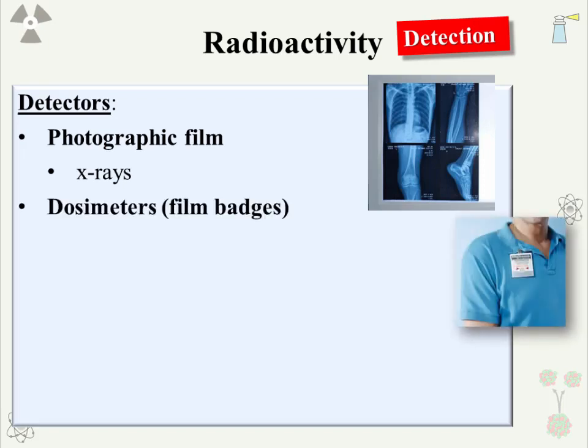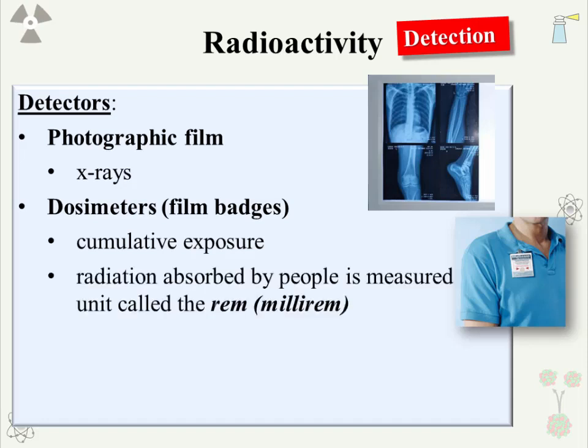People who work around radiation are required to wear a dosimeter. Usually it's a badge with film in it. As the person is exposed to radiation, the film also gets exposed, which develops some of the film. The amount of developed film is a proportional gauge to the cumulative exposure of the wearer. As mentioned earlier, radiation absorbed by people is measured in a unit called rem or millirem. The average person gets about 650 millirems of exposure each year.